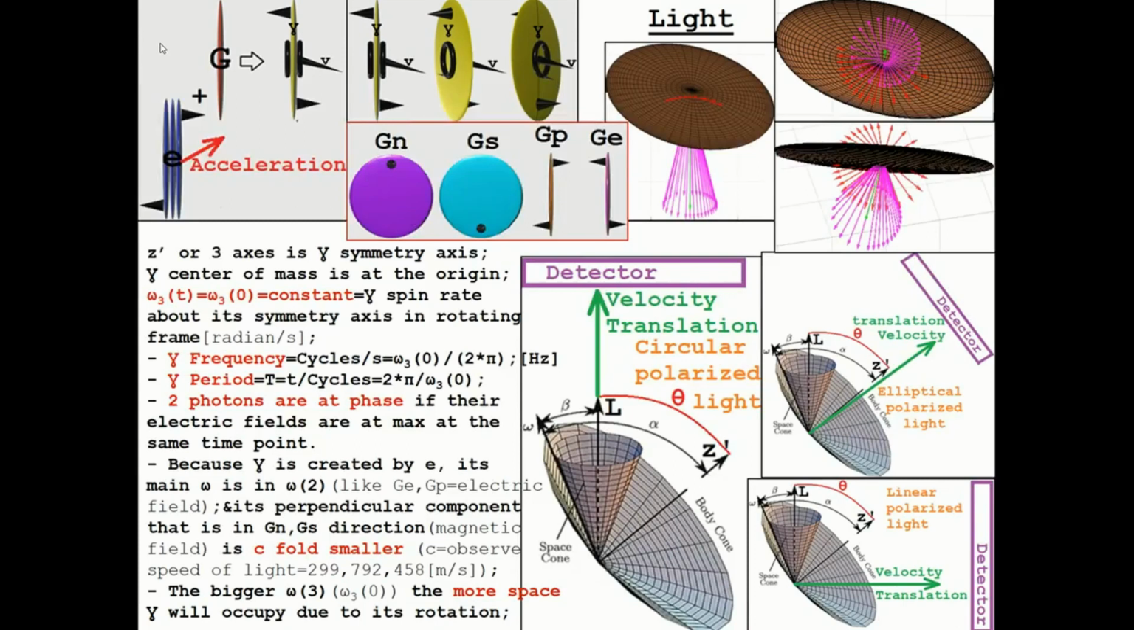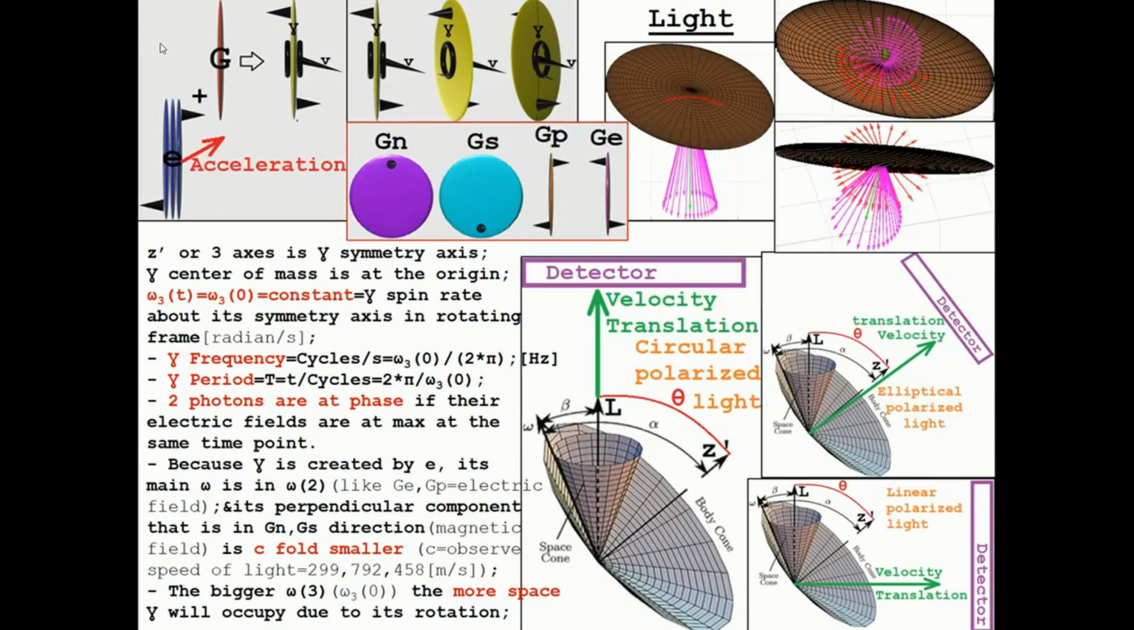The bigger the angular velocity along the z component, the more space the photon will occupy due to its precession. If the photon angular momentum is in the direction of the translational velocity, we will say that this is circularly polarized light. If the photon angular momentum is perpendicular to its translational velocity, we will say that this is linearly polarized light. And in any other case, we will say that this is elliptically polarized light.